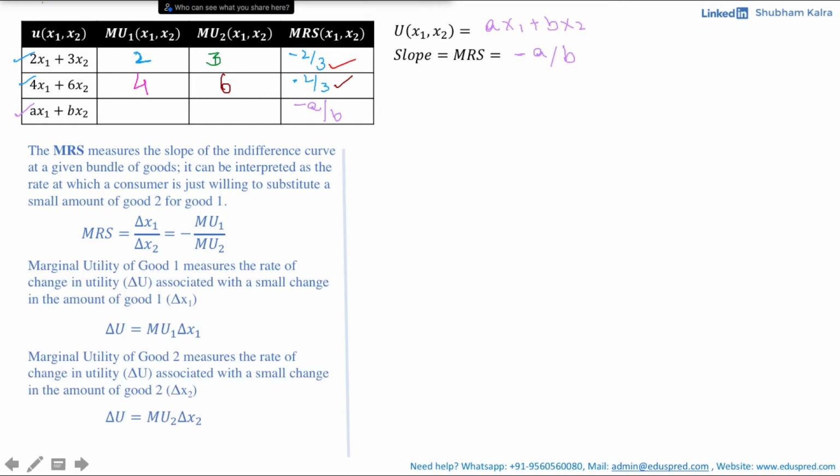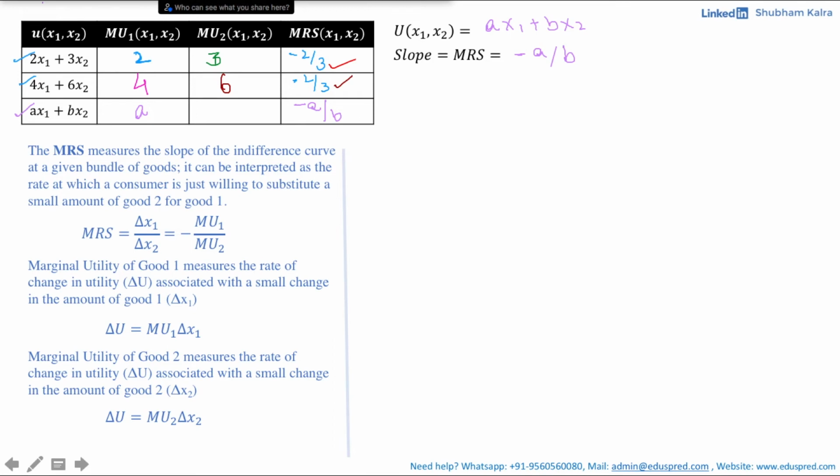Now let's calculate the marginal utilities. Note what happened when we calculated the marginal utility here. The marginal utility of good 1 was nothing but the coefficient of x1, which was 2. Here the coefficient of x1 was 4, hence the marginal utility of good 1 was 4. Thus, if I generalize it, the marginal utility of good 1 without doing any calculation would be straightforward: the coefficient of x1, which in this case is a. Thus, your mu1 is a.